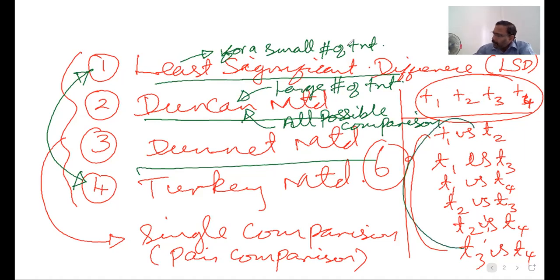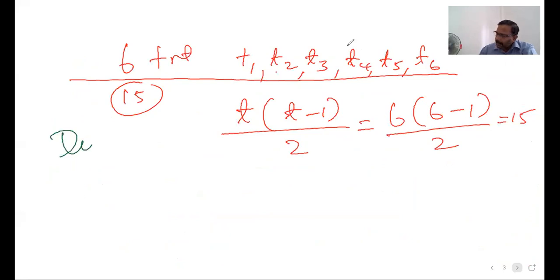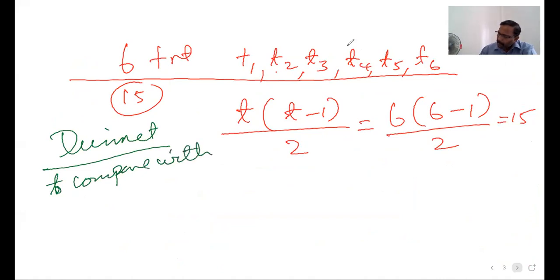There are problems when you start doing all possible comparisons, which you will learn in the theory class. There are a bit of errors coming. Error will be accumulated. Dunnett, it is interesting. I will use the other page. Dunnett is done to compare with control. What do you mean by control?